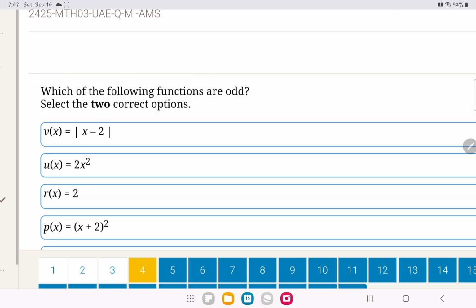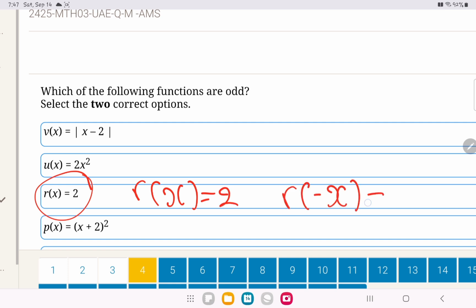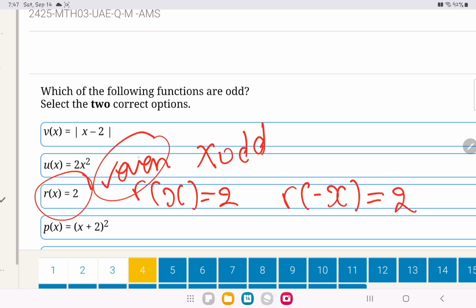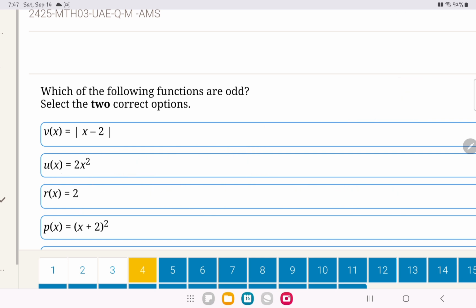Second one, this one now. We have r(x) equals 2. Then r(-x) is also equal to 2. That means it is even for sure. But it's not odd, because if it is even, it's definitely not going to be odd. The only case where it's both even and odd is if f(x) is equal to 0. This is the only case that is both. But for now, we only need odd, okay? So this one is even, so we don't take it because it's not odd.